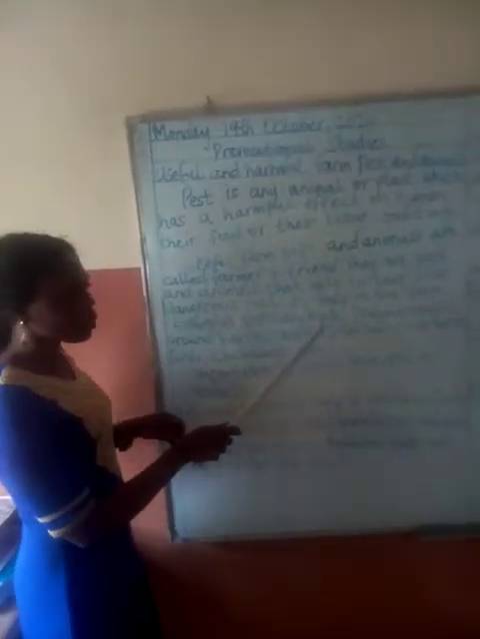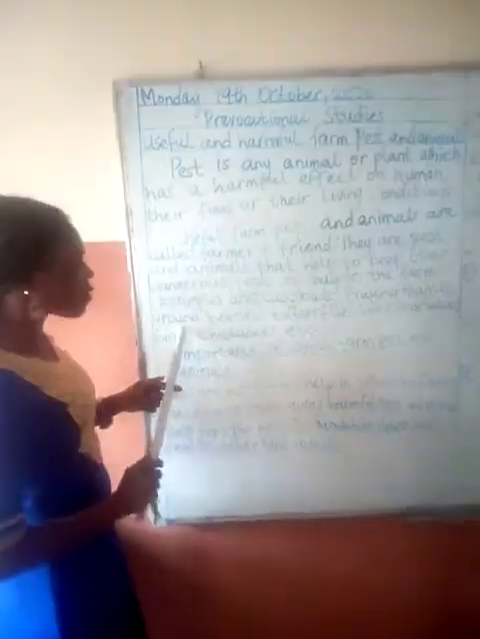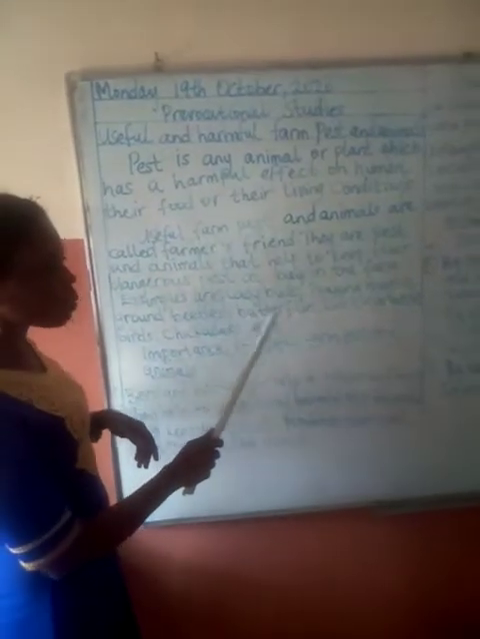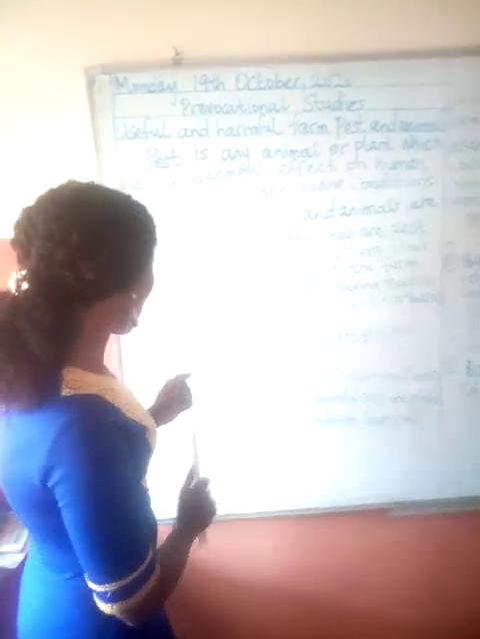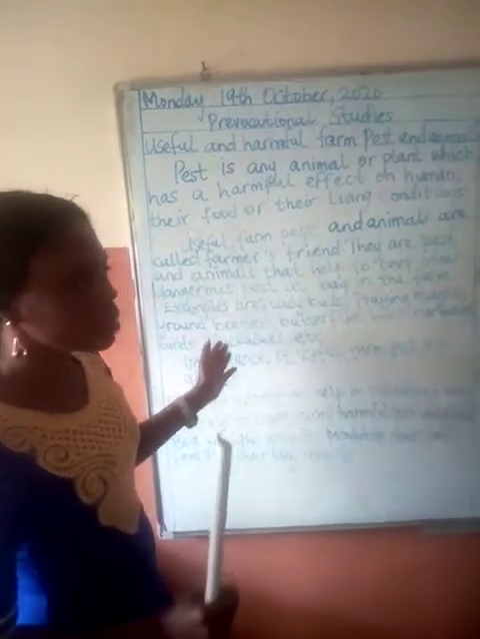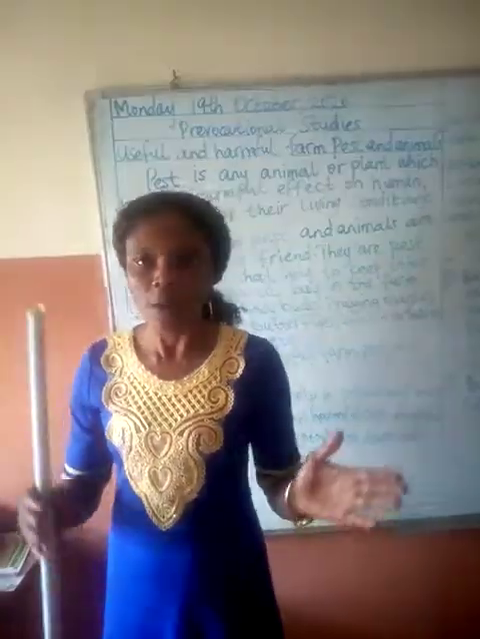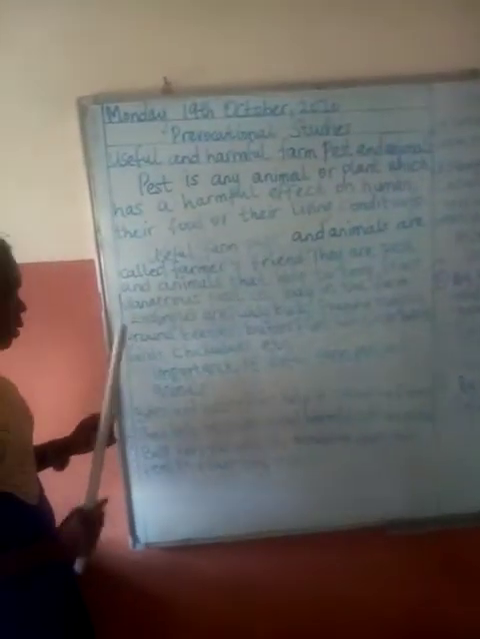I have the ladybirds, the praying mantis, as I showed to you there. I have the ground beetles. I have the butterflies, the bees, the earthworms, the birds, and the cicadas, and so on. These are some of the examples of the useful farm pests and animals. Now let's look at the importance of the farm pests and animals.